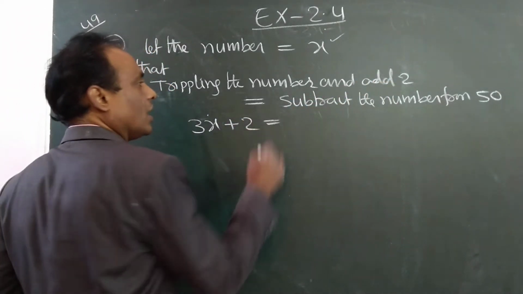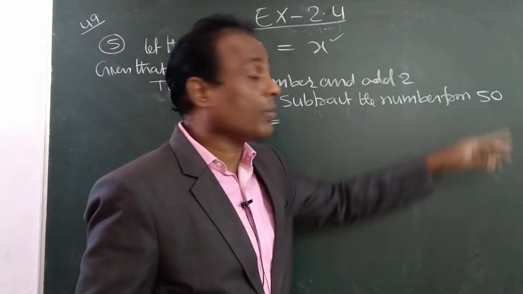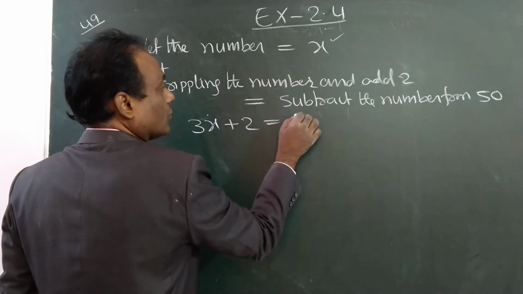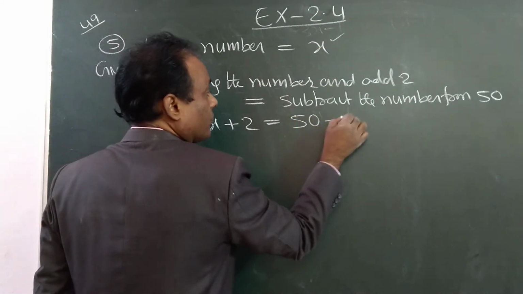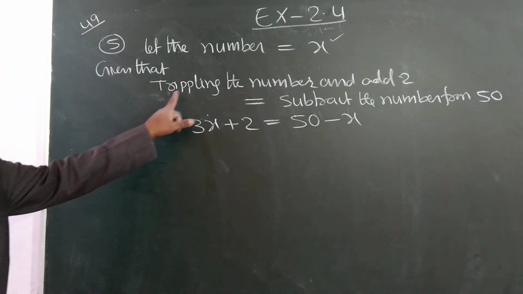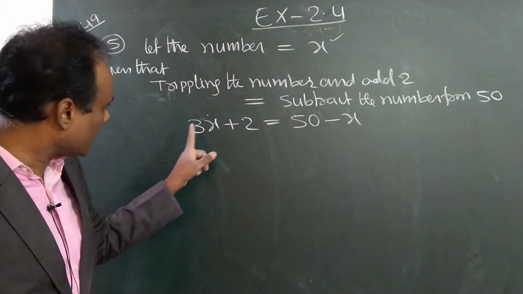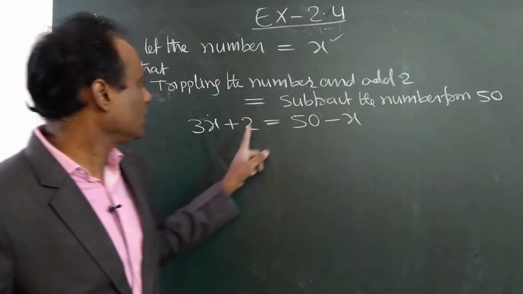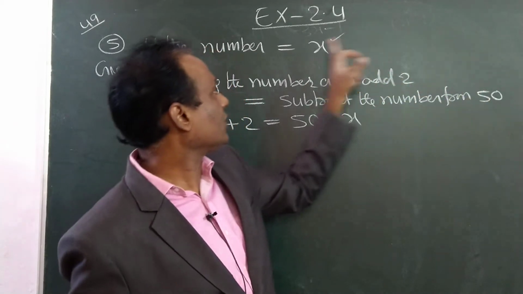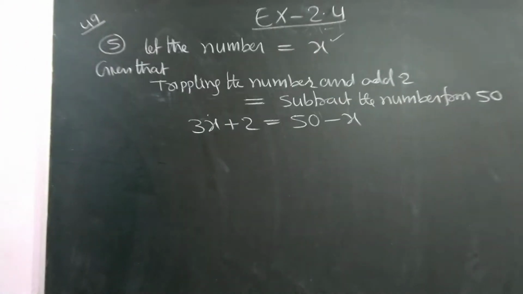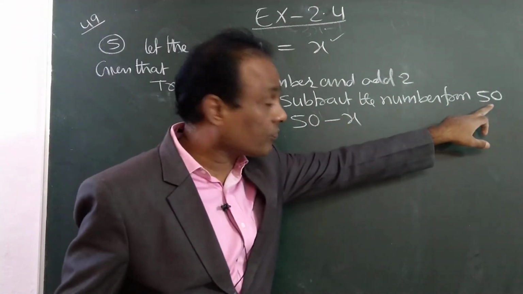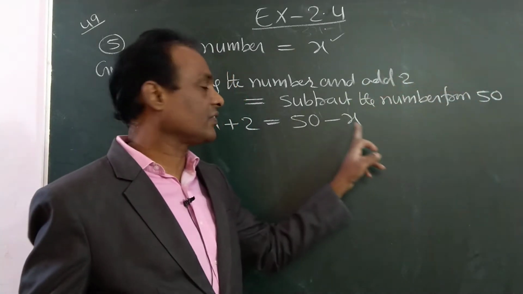This is equal to what? Subtract the number from 50. What is the number? x. So x is subtracted from 50: 50 minus x. This is the condition. Tripling means 3 times x, and add 2, is equal to 50 minus x. Subtraction means minus. That is the condition.